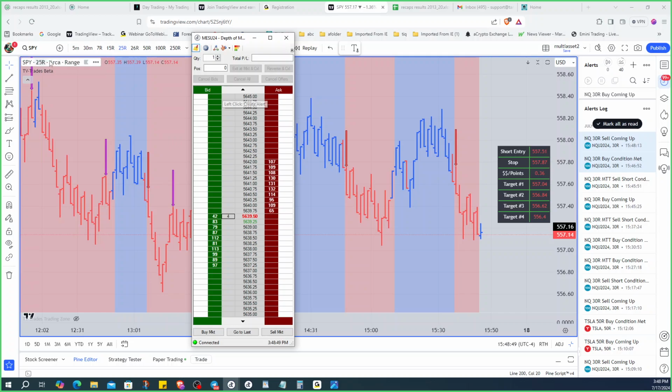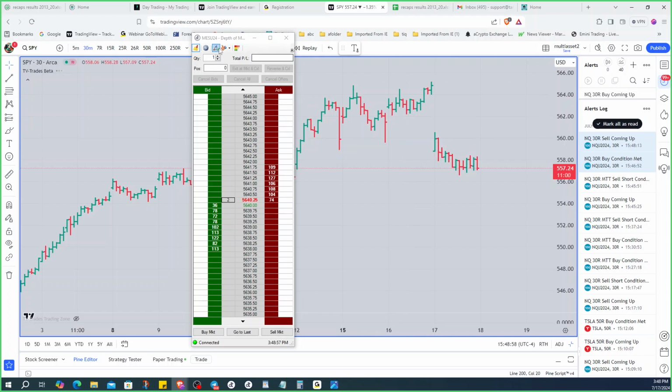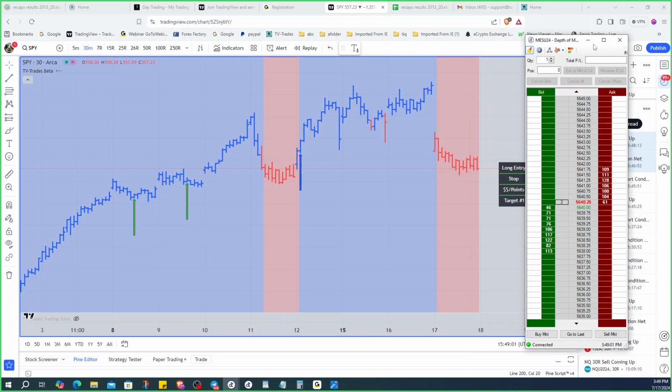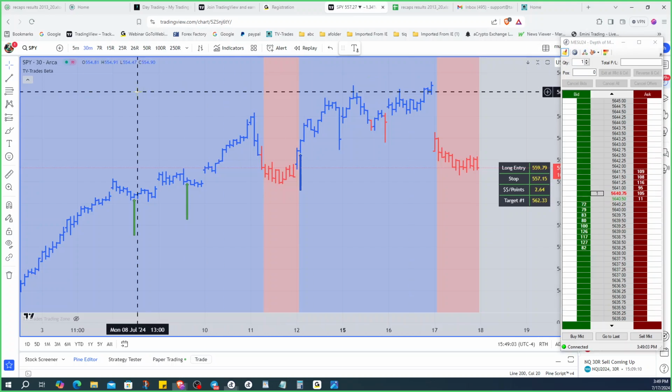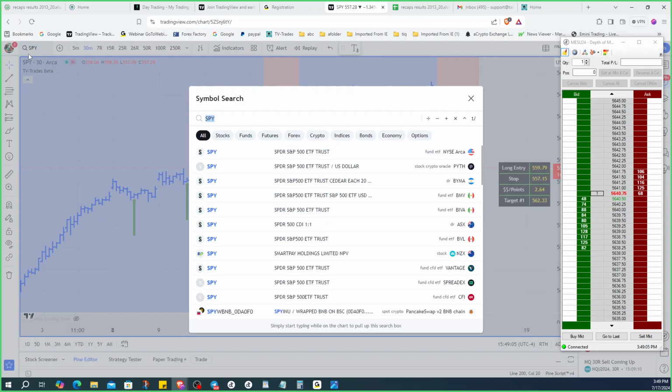Now, this is a 25 range, but you can even put this on a 30-minute, right? I'm sorry, I don't want to put the SPY on a 30-minute. I want to put the ES on a 30-minute. Right? Let's put the ES on a 30-minute.